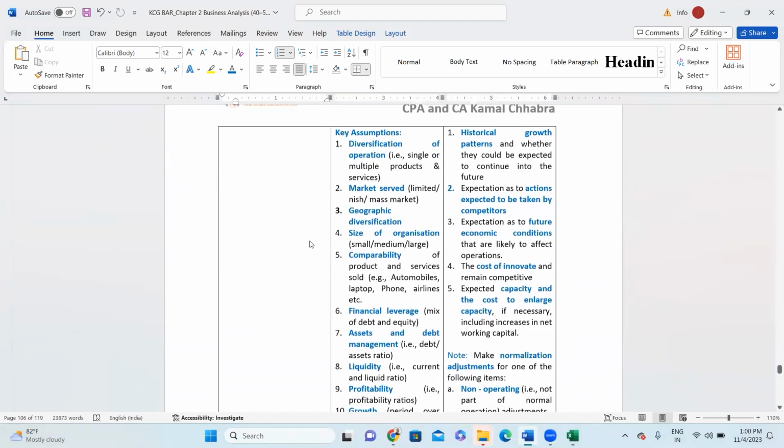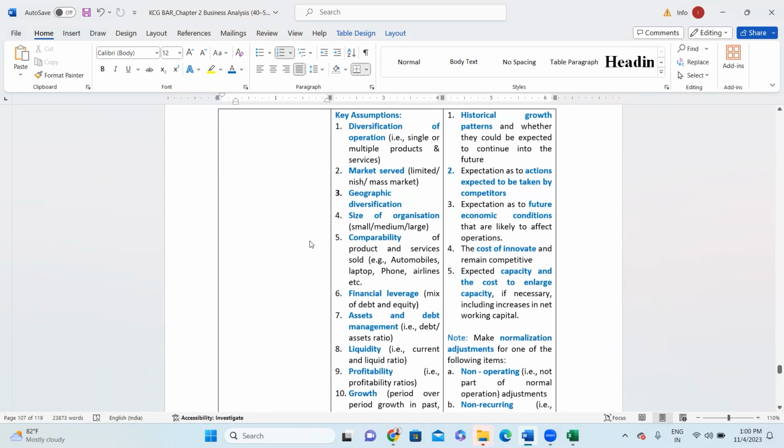The key assumptions for market approach. The first one is diversification of operation, right? That is single or multiple products and services. So if you are using a single product, then it may be easy to do the market approach. But when you are using multiple products, for each product you need to do a separate calculation.